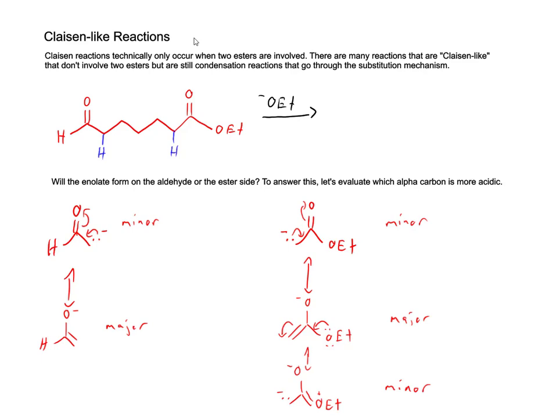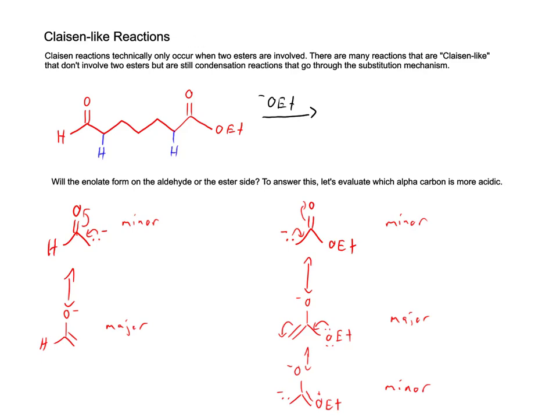So the stronger the acid, the more stable its conjugate base. So in this case, the aldehyde conjugate base is going to be more stable than the conjugate base of the ester. Therefore, the alpha hydrogen of an aldehyde is going to be more acidic than the alpha hydrogen of an ester.